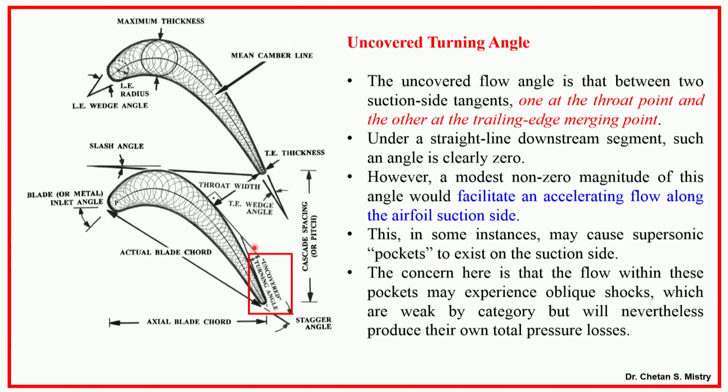Now, conventionally people were not providing this uncovered turning angle. They let it be smooth. What was happening was that, since I have the shock structure present here, I will have accelerated flow in the trailing edge region. That is not preferred, because it is subjected to more losses. So, in order to decelerate that flow, this uncovered turning angle is provided.